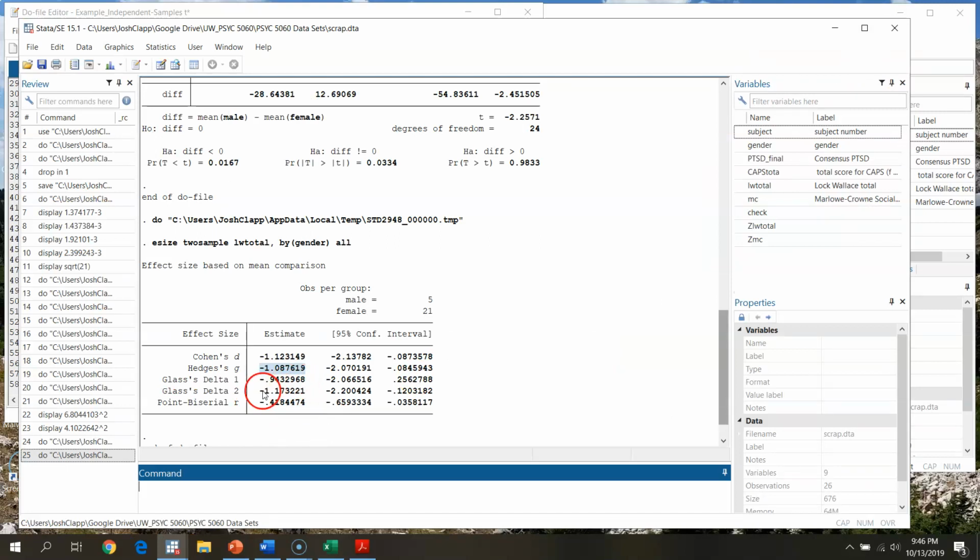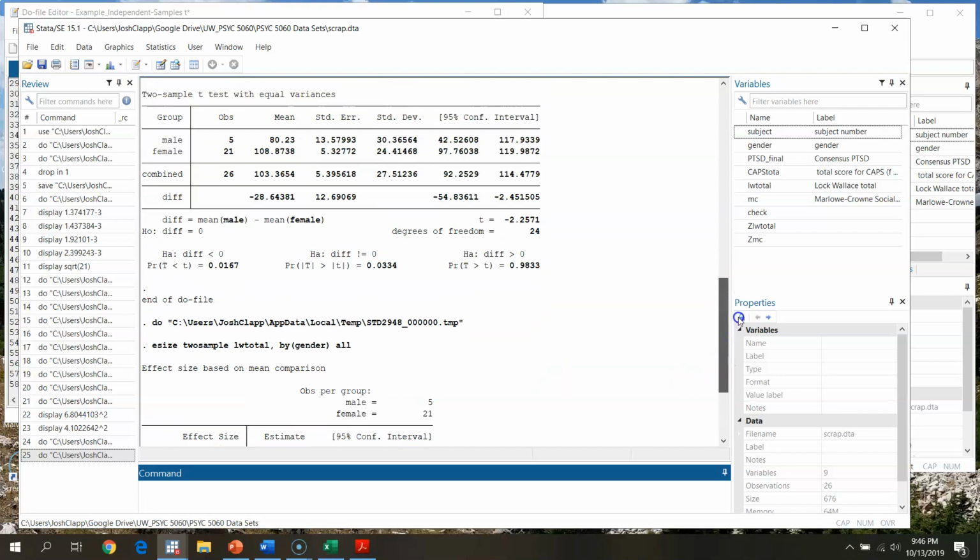Basically what it's saying is we're seeing about a standard deviation difference between men and women in marital satisfaction, with men scoring about a standard deviation below women. That's pretty big. Now the confidence interval on my effect size is anywhere from 2 standard deviations below to less than 1/10 of a standard deviation below. So again, a great deal of uncertainty here.